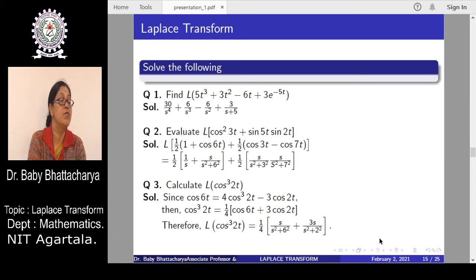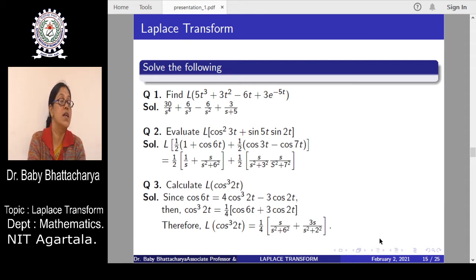Simply by applying the formula that Laplace transformation of t to the power n is equal to n factorial by s to the power n plus 1, we can find the Laplace transformation of the first part, and that one is 5 times 3 factorial by s to the power 3 plus 1. So it is coming 30 by s to the power 4. Plus, for the second part, we have 3 times Laplace transformation of t square, that is 3 into 2 factorial by s to the power 2 plus 1.